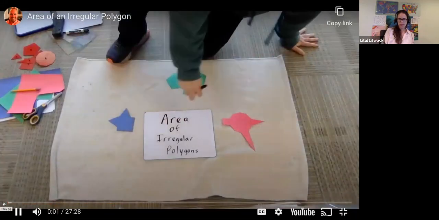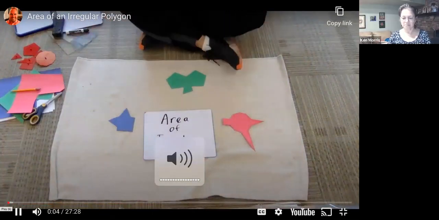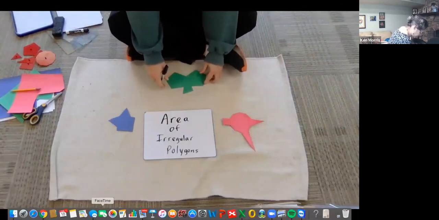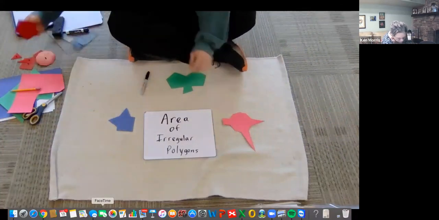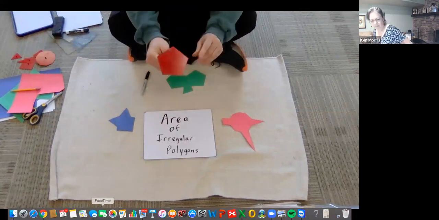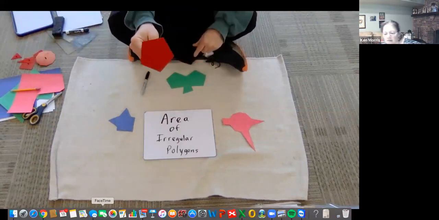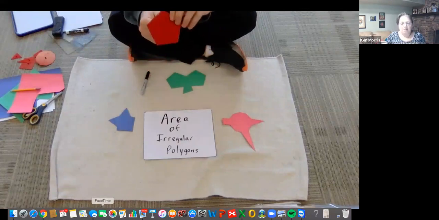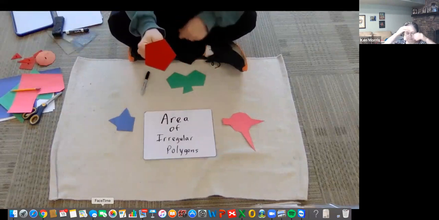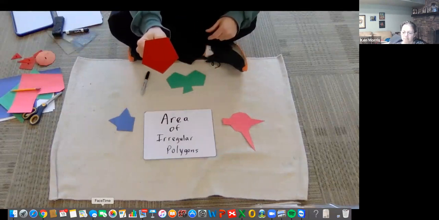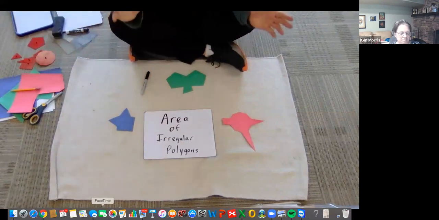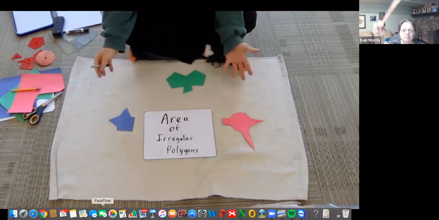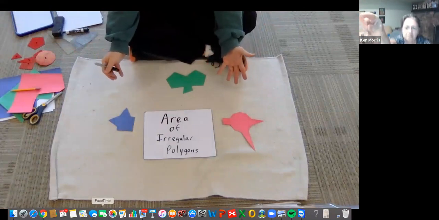Hello, kids. Welcome to a presentation on the area of irregular polygons. So polygons like this piece here, regular polygons have all the sides the same and all the angles the same. So we've got 5 sides on this pentagon and all the angles on the inside are the same. So that is a regular polygon. Guess what? Not doing that. Doing these guys. How am I going to find the area of these irregular polygons that I constructed?